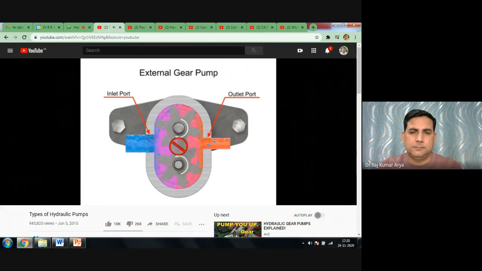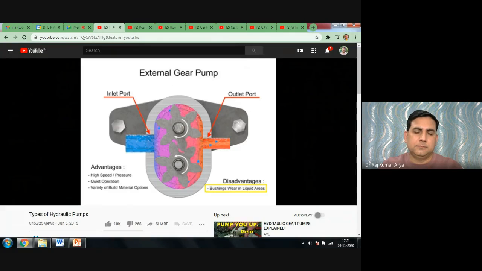The advantages of external gear pumps are their high speed and pressure, relatively quiet operation, and that their design accommodates a wide variety of materials. Disadvantages include that bushings in the liquid area can become worn and that they have fixed end clearances.